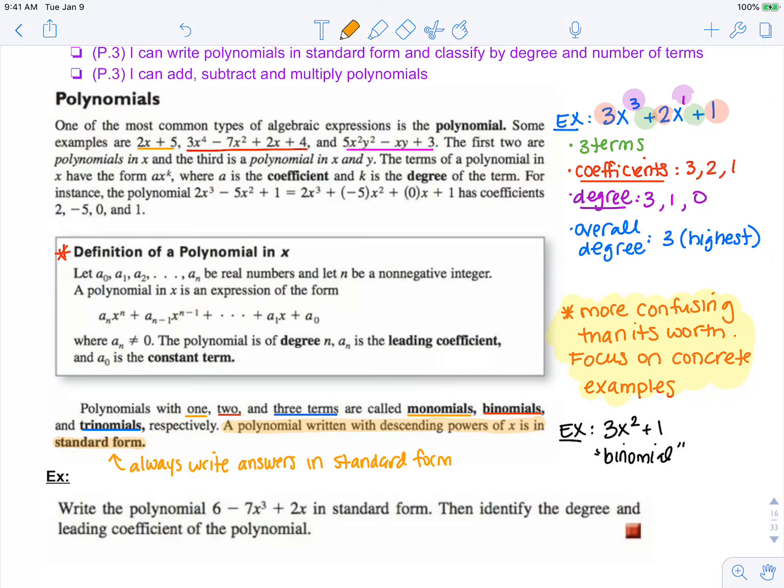Okay, so that was a lot of vocabulary thrown at you in this first video. Some of it might feel familiar from Algebra 1. Let's get into some examples below.